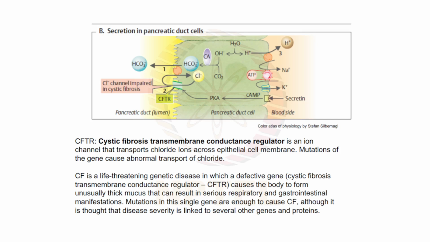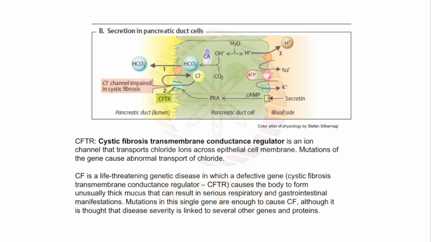Okay, another thing is the cystic fibrosis transmembrane conductance regulator. CFTR is an ion channel that transports chloride ions across the epithelial cell membrane. Epithelial cell membrane of what? Pancreatic duct cells. Okay? So mutation of this gene causes abnormal transport of chloride ions, and it is a life-threatening genetic disease in which a defective gene for CFTR causes the body to form unusually thick mucus that can result in serious respiratory and gastrointestinal manifestations.